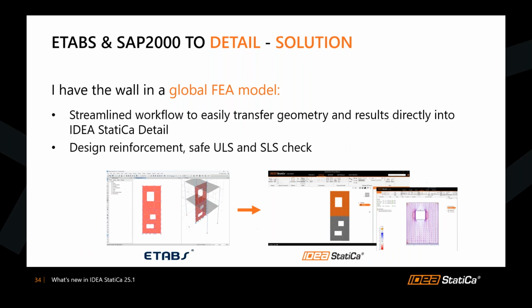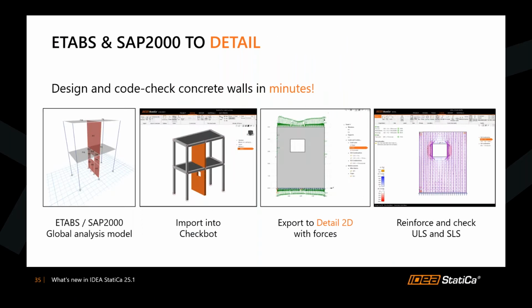There is a direct link from ETABS and SAP2000 that transfers all the data into Detail 2D. There you design reinforcement and you perform the analysis for ULS and SLS, non-linear compression softening, everything included. So let me show you the workflow. This is the overview. Basically, it's as simple as it is.